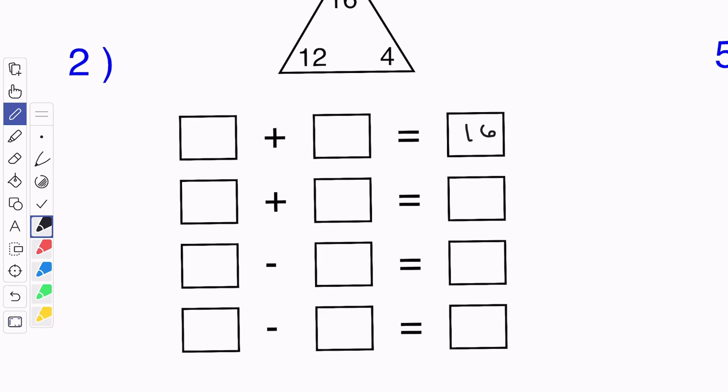Put our biggest numbers. Four plus twelve. 16 minus 4 equals 12, and then 16 minus 12 equals 4.